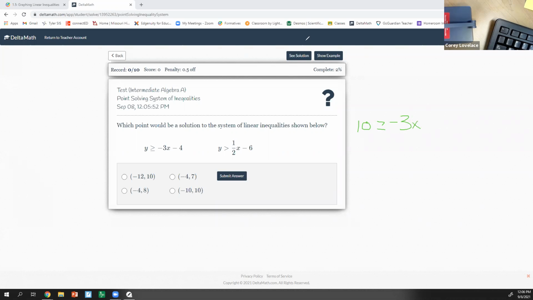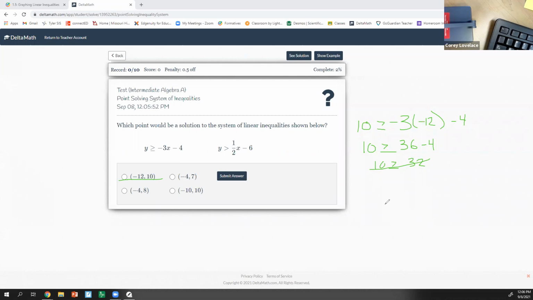Let's not do that, excuse me. Let's do x as what it is, which is negative 12 minus 4. So I get 10 is greater than or equal to 36 minus 4. So 10 is greater than or equal to 32. That's not true. 10 is less than that. So I know that's not my answer. Might try the next one.